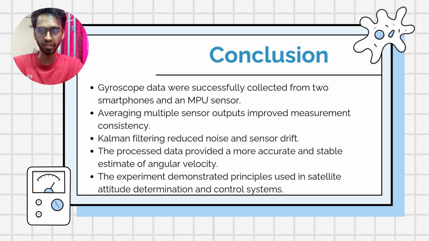So, in conclusion, we can say that the gyroscopic data were successfully collected from two smartphones and an MPU sensor. Averaging multiple sensor outputs improved the measurement consistency, and the Kalman filtering greatly reduced noise and sensor drift, which is why we could get a much more accurate reading at the end. The processed data provided a more accurate and stable estimate of the angular velocity, as mentioned just now. And lastly, the experiment demonstrated principles used in satellite attitude determination and control systems.